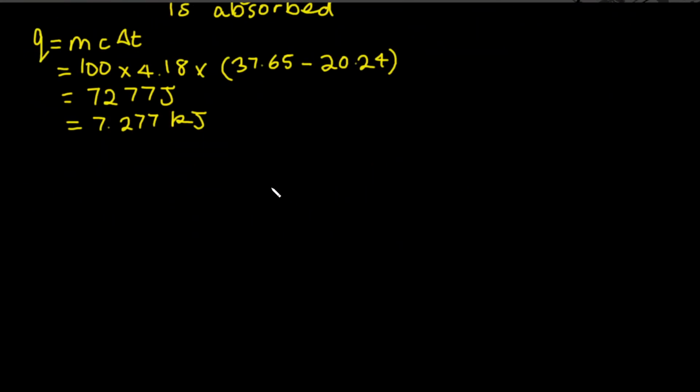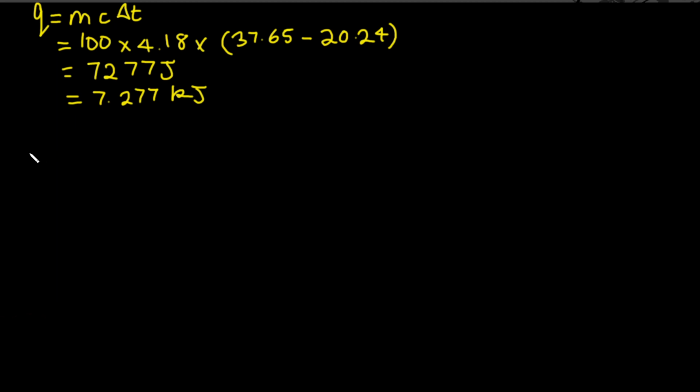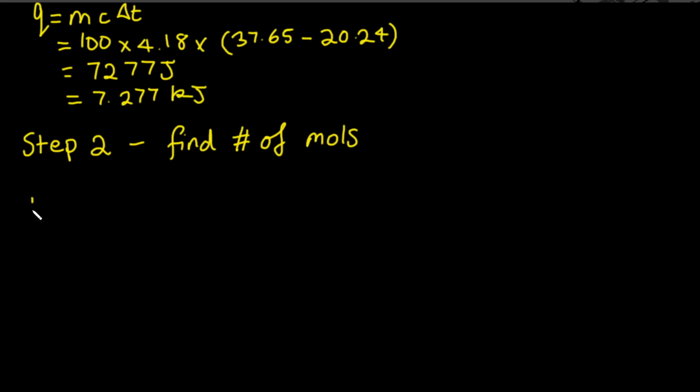Now we have to go to step 2. So if we scroll down here, step 2 is going to be finding how much of the fuel we have in moles, because the question asks us to give the answer in kilojoules per mole. So find the number of moles. And again, this is pretty straightforward. We're going to use the formula, which is also in your data book, which is the number of moles, represented by the letter n, is little m, or mass in grams, divided by the molar mass of the compound.